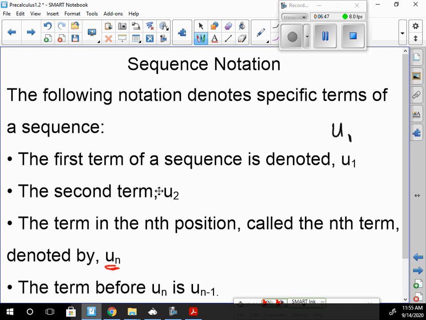The second term is U sub 2. Notice that the only difference between this and U sub 1 is that the number changed. It's because it's the second term.